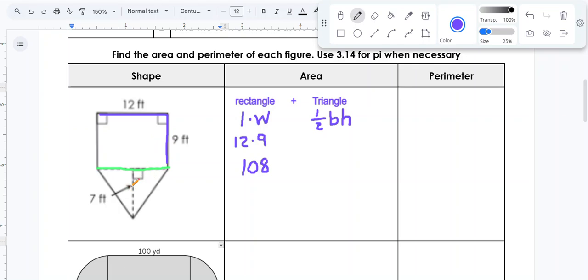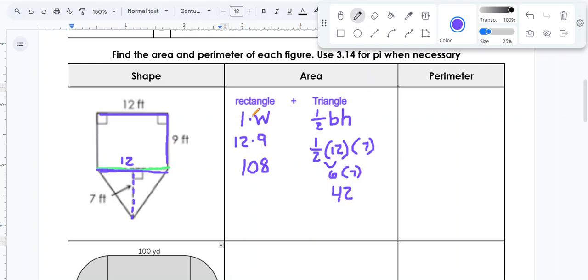But I'm not done yet because I have to find the area of this triangle. I see the base of the triangle is the bottom of the triangle, not the point of the triangle, right here. And that is 12 because I know that in rectangles, opposite sides are equal. So I'm going to do 1/2 times 12. And the height of my triangle is this dotted line going up like this, and it's saying that is 7. So my height is 7. Then I just multiply all three numbers. 1/2 times 12 is 6. 6 times 7 is 42.